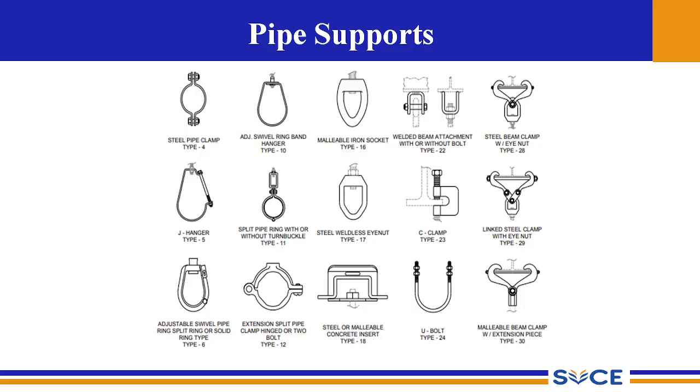Then type 30 is the malleable beam clamp with an extension piece. So the purpose of this structure is also to attach to the bottom of the flange where the vertical rod is required to be centered to the structural shape. So this is about type 30.